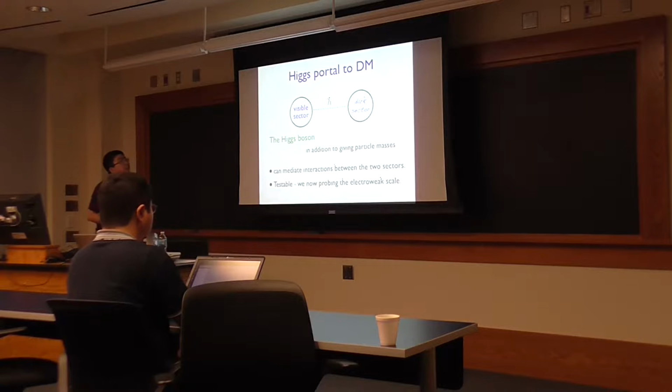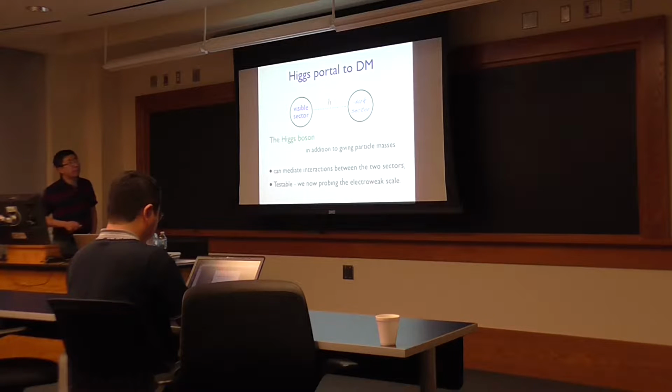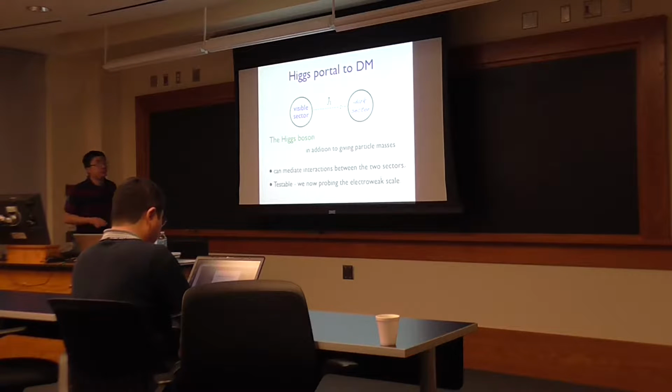So here is the plan of my talk. As I said, because the Higgs is a scalar, it can be a force mediator between the interactions of our sector, which has all the standard model particles, and the dark sector, which we don't know much about. It's very sketchy. The Higgs is the bridge communicating between the two sectors. Therefore, the Higgs boson, in addition to giving mass to all the elementary particles, can also do the following job: it mediates the interactions between the two sectors.